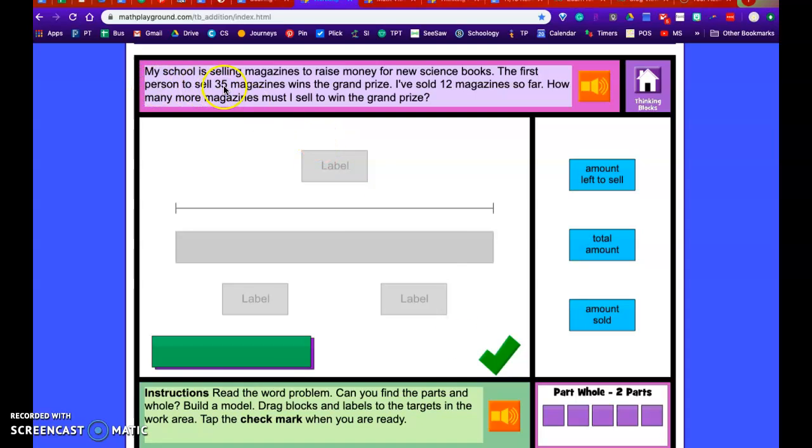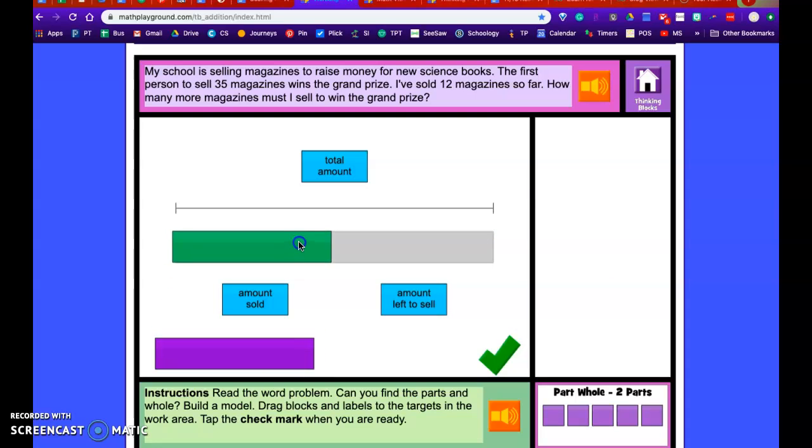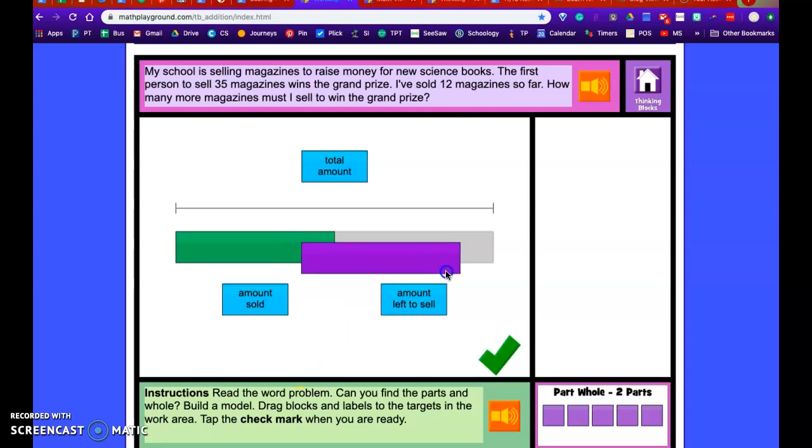The problem is: my school is selling magazines to raise money for new science books. The first person to sell 35 magazines wins the grand prize. I've sold 12 magazines so far. How many more magazines must I sell to win the grand prize? So, the total amount would be up here at the top for your label. Amount sold and amount left to sell. How many more magazines must I sell to win the grand prize?